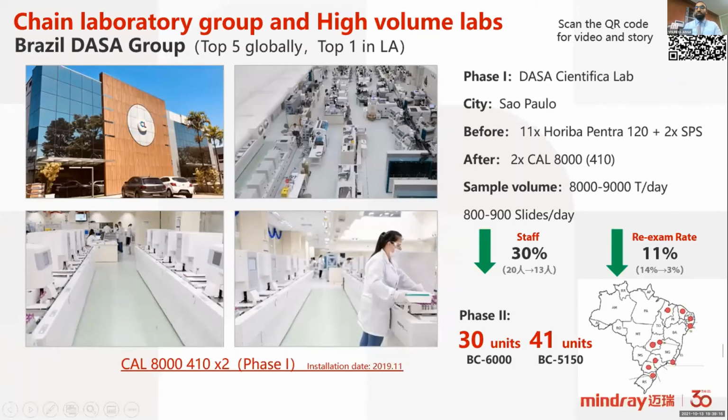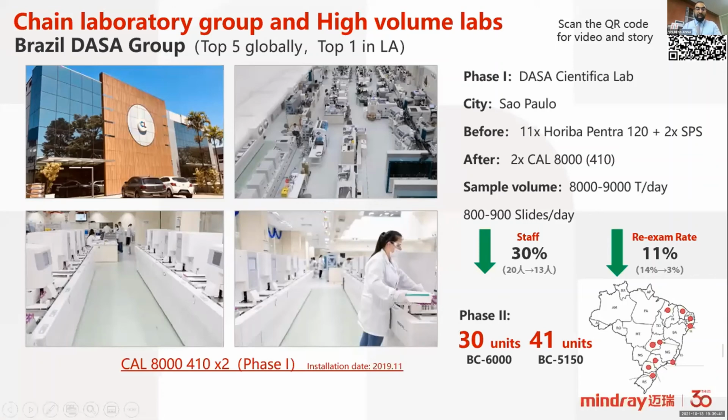So we had 3 phases with this group. We start with the DASA Scientifica Lab in Sao Paulo. This is the image of this laboratory. Now this laboratory reached around 9,000 or 10,000 tests per day, and we replaced it with 2 Cal 8000. We replaced around 11 Oriba Pentra 120 and 2 slide makers.